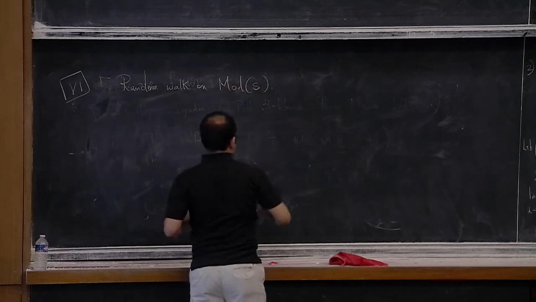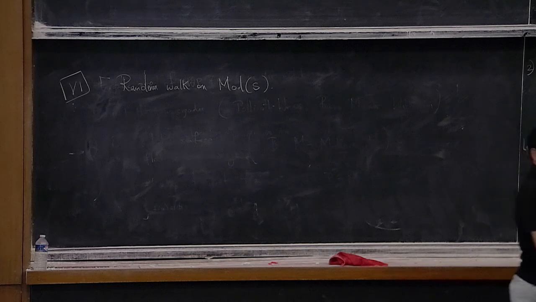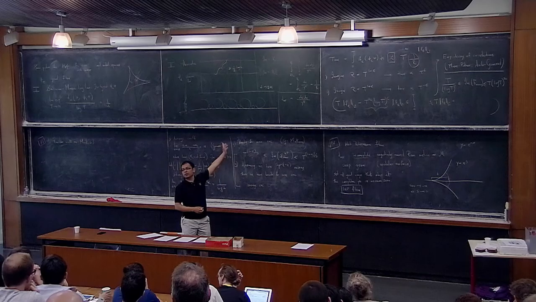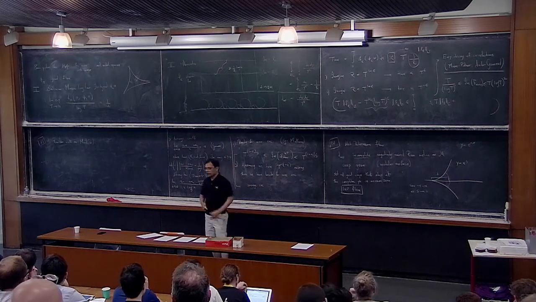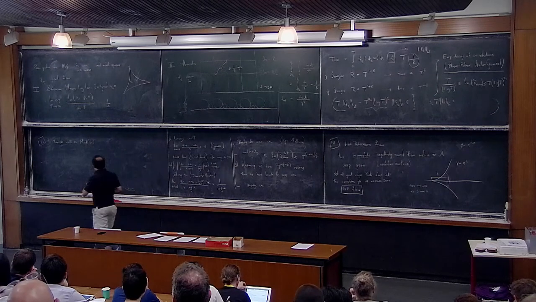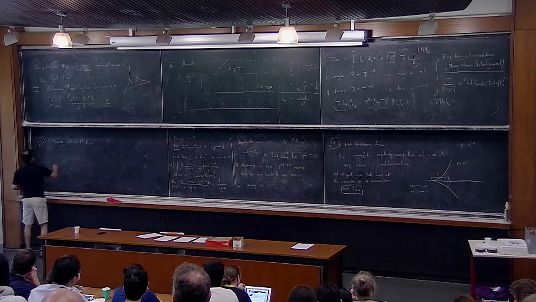So there are other ways to sample random geodesics on moduli spaces. I've given you two models: you could use the Teichmuller metric to get a random geodesic on moduli space, or you could use the WP metric to get a random geodesic on moduli space. The third way to do this is to do the following.